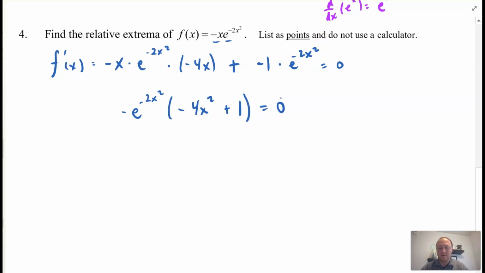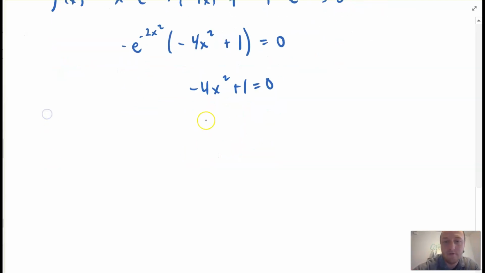Okay, so I'm going to find my critical values, and those will be the x locations of where I have a relative extrema. So note, here I have negative e to a power. This will never be equal to 0. That's a constant, that's a value. So that's not going to yield anything. Then I have negative 4x squared plus 1 equals 0, which gives me negative 4x squared is equal to negative 1. X squared is equal to 1/4. So x is equal to plus or minus 1/2.